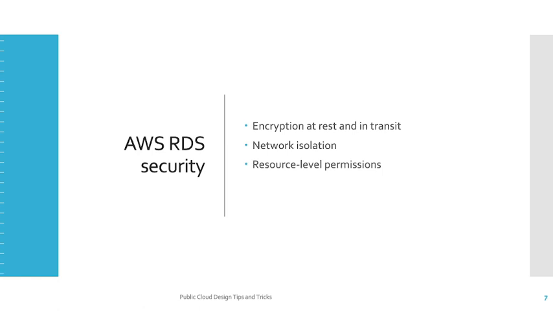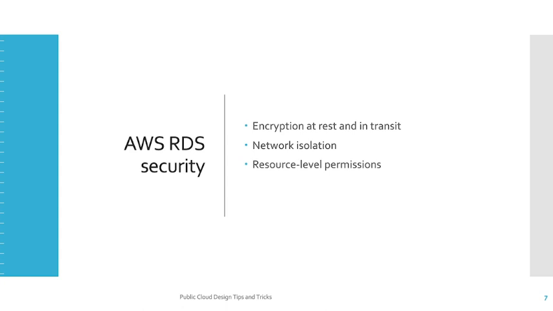AWS RDS security is one of the most important areas which needs to be considered when you are designing your solution with respect to databases. There are three types of security which Amazon RDS provides: encryption at rest and in transit, network isolation, and resource level permission. When we talk about encryption, Amazon provides Amazon Key Management Service as well as CloudHSM. You can use both capabilities to encrypt your data at rest as well as in transit. That means during the transit process itself, you can encrypt your data.